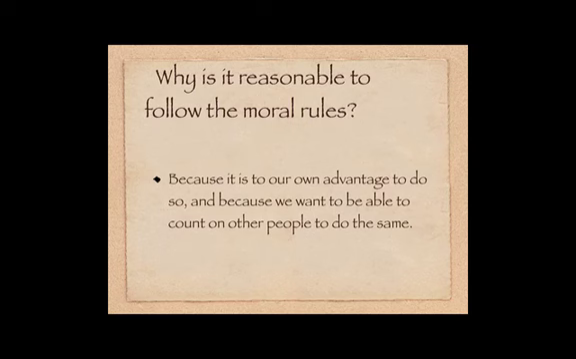The social contract theorist actually has an answer to this. It says, because it is to our own advantage to do so, and because we want to be able to count on other people to do the same. So why should I follow moral rules like you shouldn't steal, or you shouldn't harm others, or you shouldn't kill, or you should keep your promises? Because it's to my advantage to follow those rules. And by my following those rules, others will be more likely to follow those rules as well. So it's reasonable to follow moral rules because it's to our advantage, and it gives others an indication that if we're going to do it, it's to their advantage to do it as well.